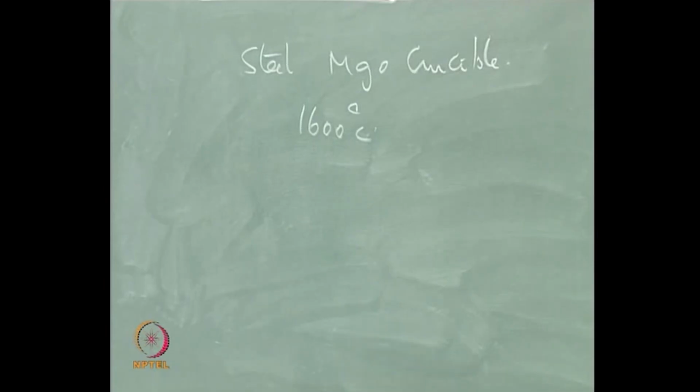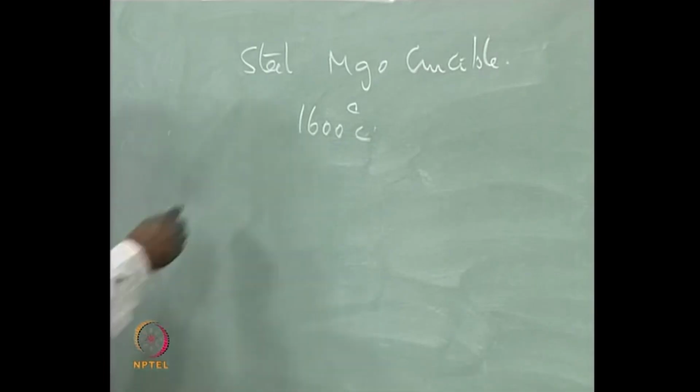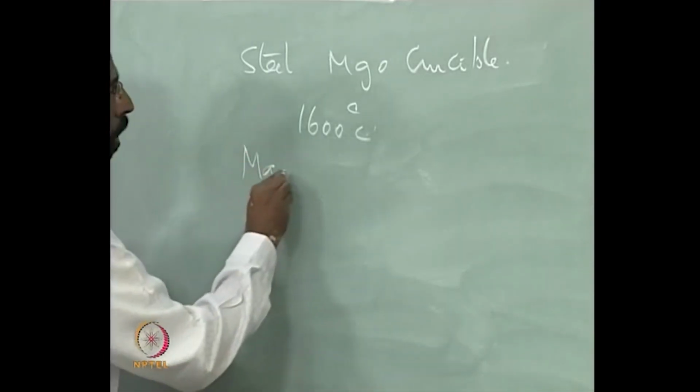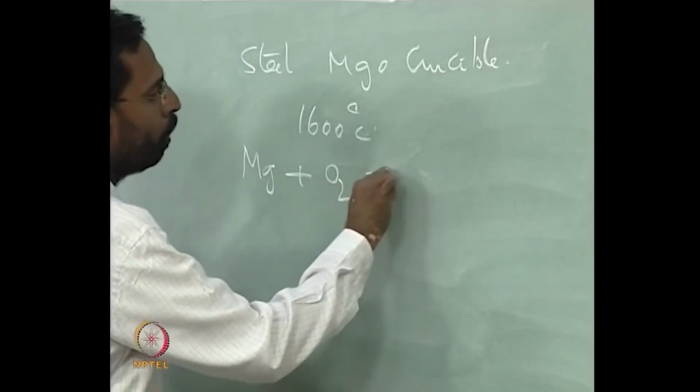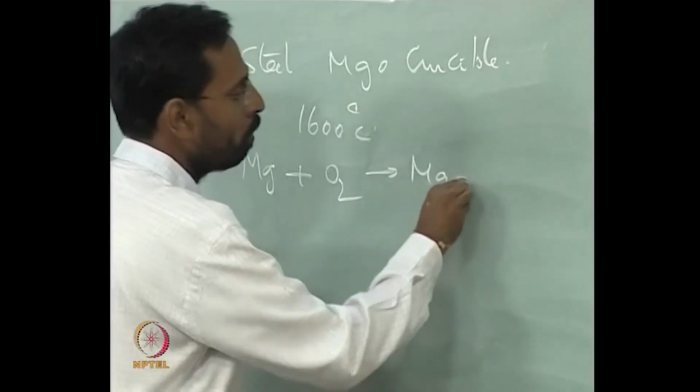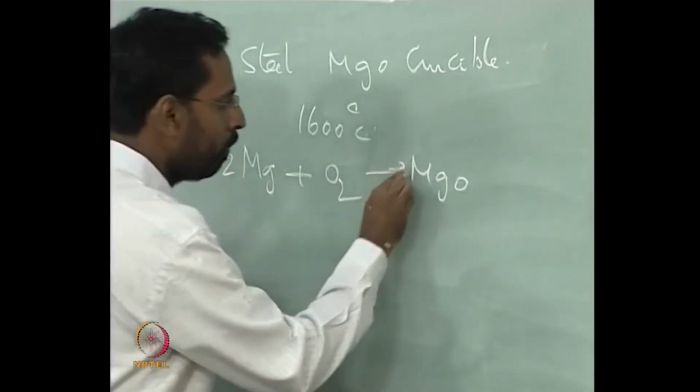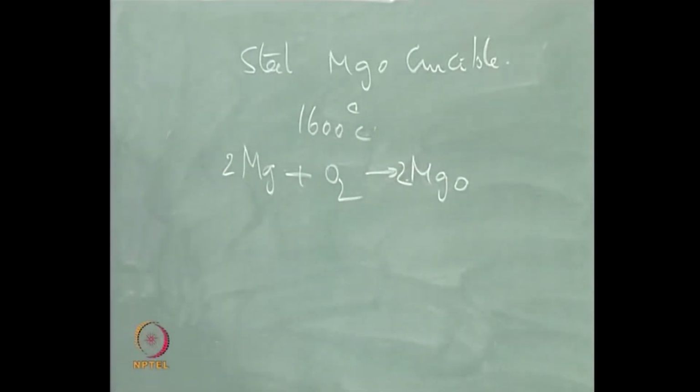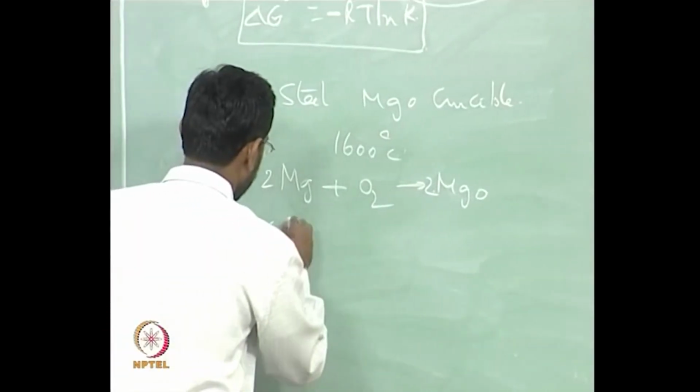So, if that is the case, how do I find out that? Simply what you do is find out what is the reaction that goes on. Mg plus O2 gives you MgO. So, 2 Mg plus O2 should give you 2 MgO. If this is the case, then find out what is the delta G naught for this reaction.